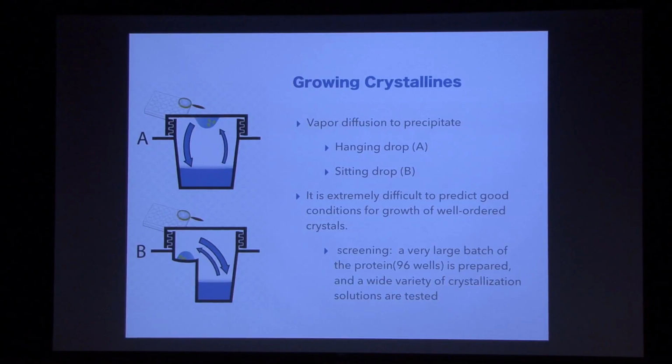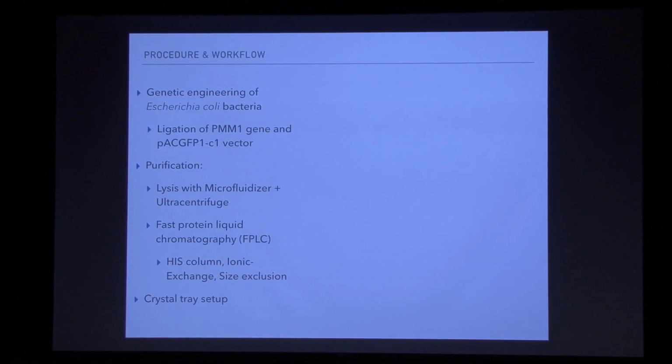It is extremely difficult to predict good conditions for growth of well-ordered crystals. This is why we use a technique called screening. So we would prepare a very large batch, usually 96 wells, and a wide variety of crystallization solutions are tested. Because screening is the best option for acquiring PM1 crystals and it is done in batches, we need to first obtain a lot of pure PM1 protein liquid.